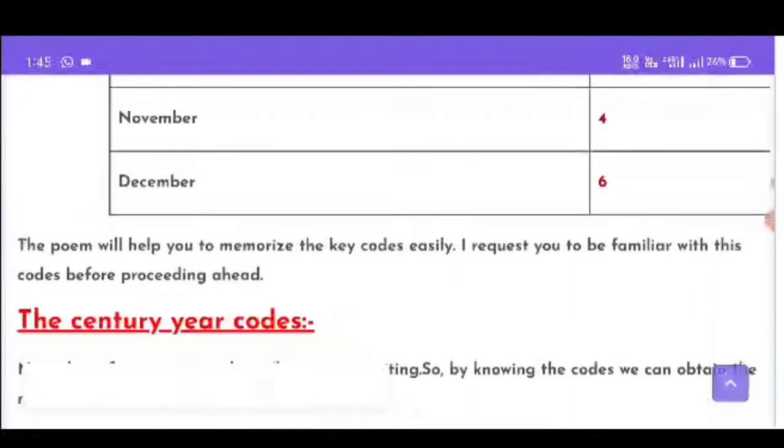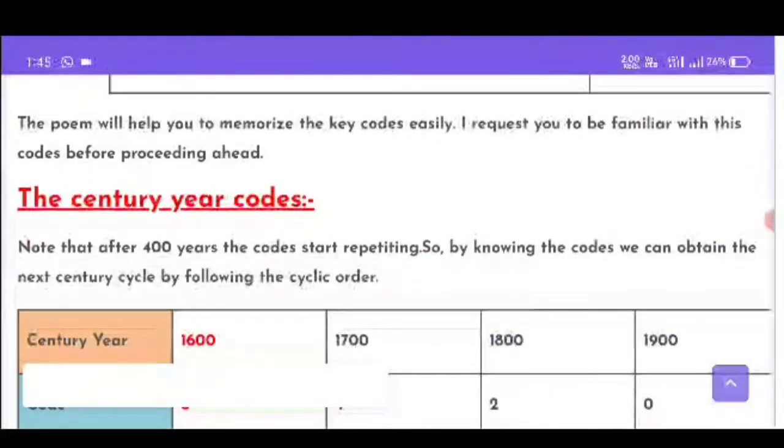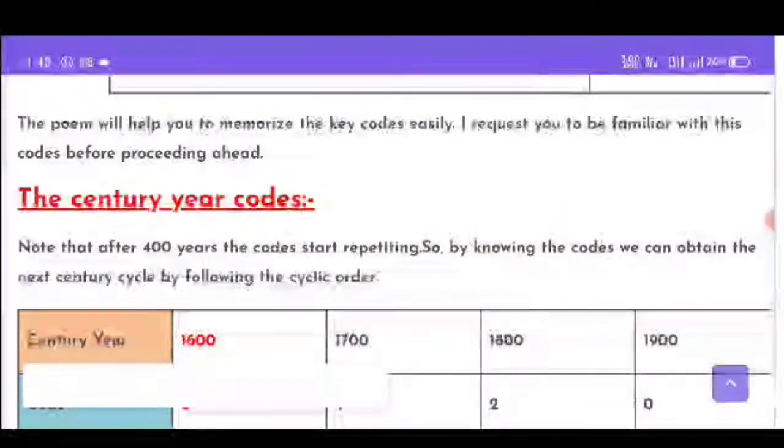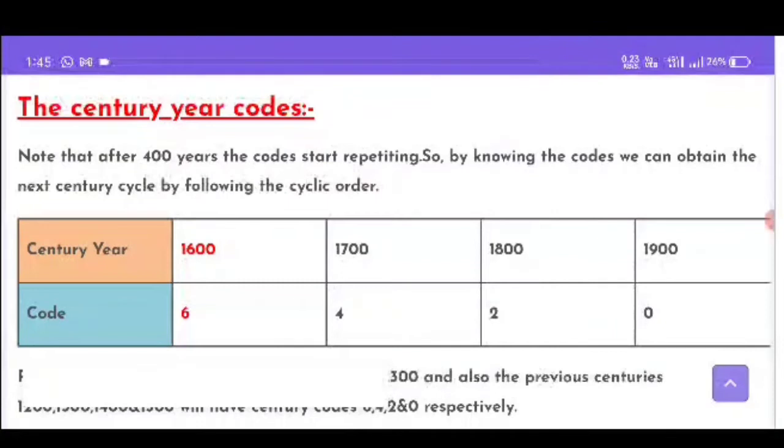The poem will help you to memorize the key codes easily. I request you to be familiar with these codes before proceeding ahead, again and again, till they are remembered completely. You can mug up or cram them. Now the century codes. Note that after 400 years, the codes start repeating in forward manner, or in reverse as you go into the past or future. So by knowing the codes, we can obtain the next century cycle by following the cyclic order.